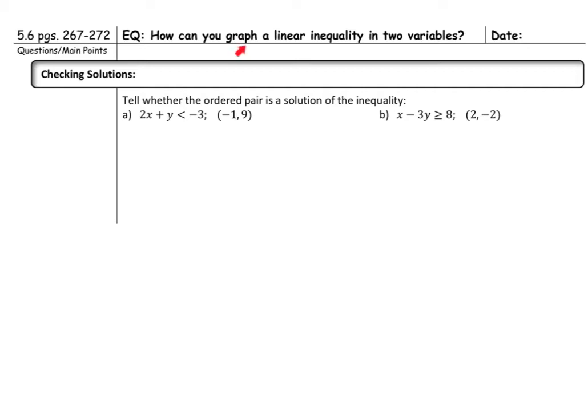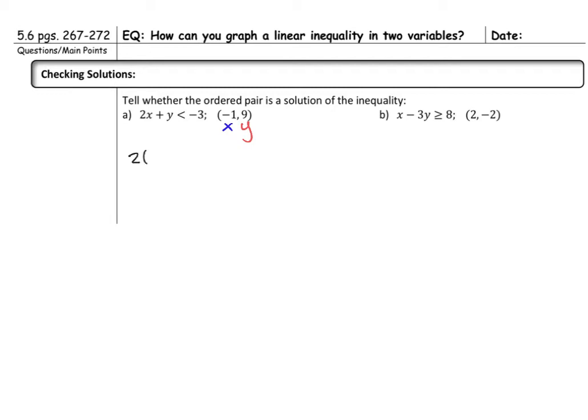Today we're going to look at graphing linear inequalities in two variables. So first, let's take a look at whether or not these ordered pairs are solutions to the given inequality. Just like we did with equations, all we're going to do is substitute these values into the inequality to see if I get a true statement. So x I'm going to make blue, my y I'm going to make red.